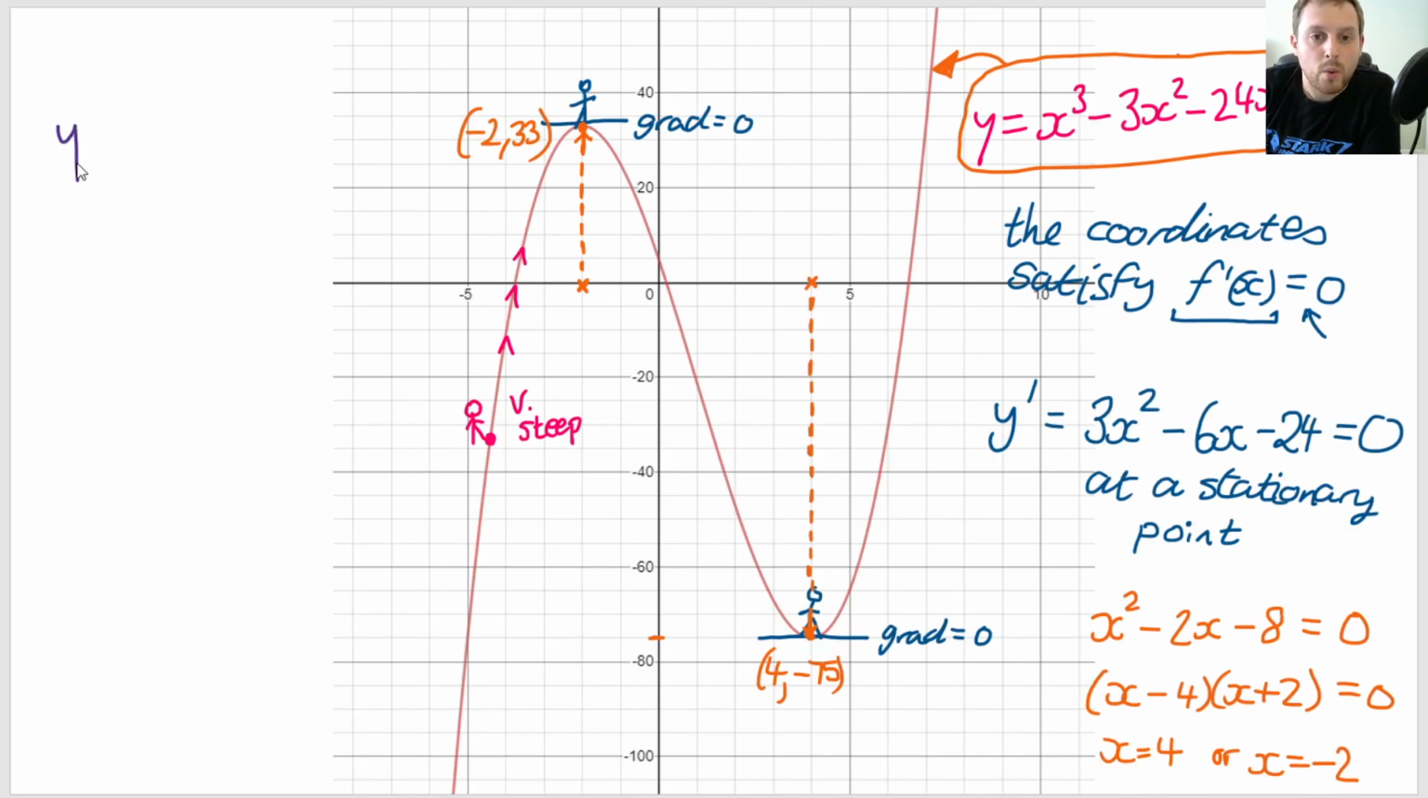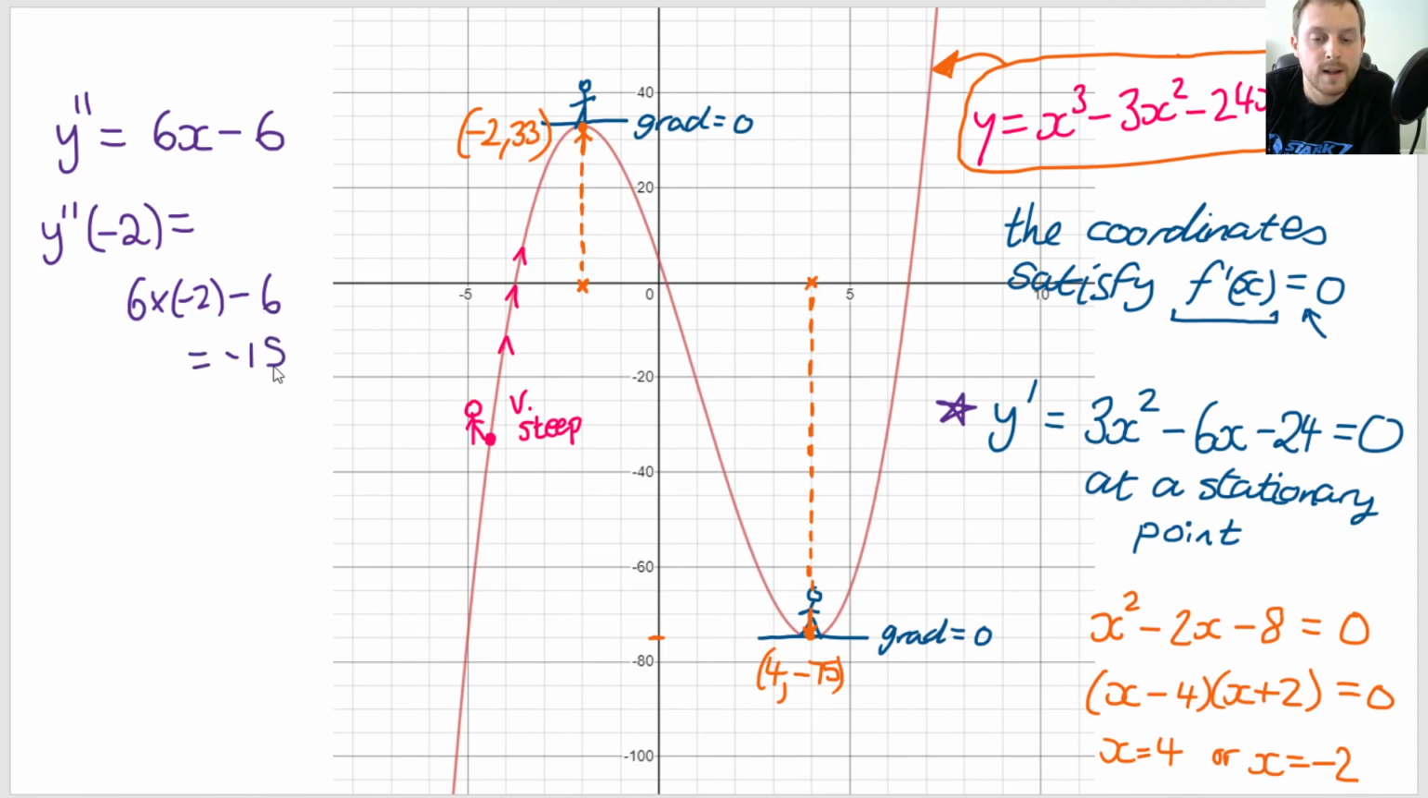Let's work out what the second derivative is. So here's my y dash, right? So let's work out the second derivative. So the second derivative is 6x minus 6, right? So now let's put minus 2 in. So I've got 6 times minus 2, and then I'm taking away 6. So that's minus 12, take away 6 is minus 18. That's negative, so it is indeed a maximum. And we saw that it was a maximum, wasn't it?